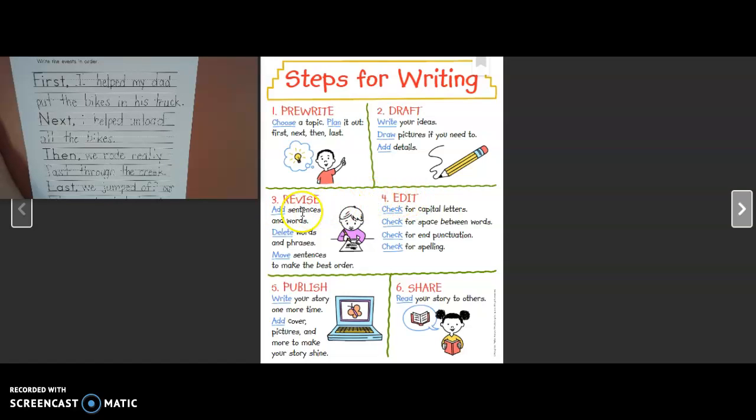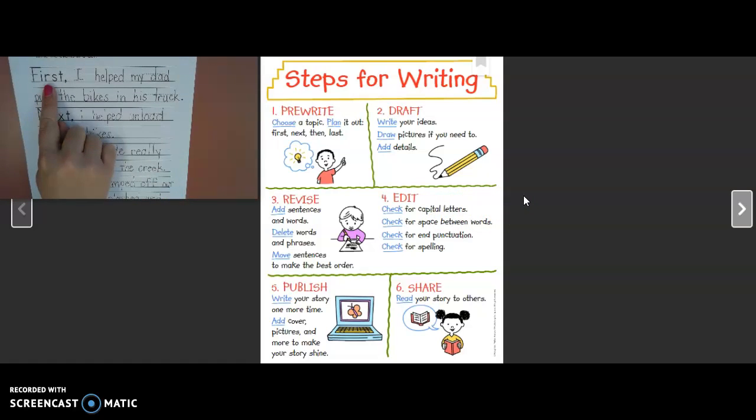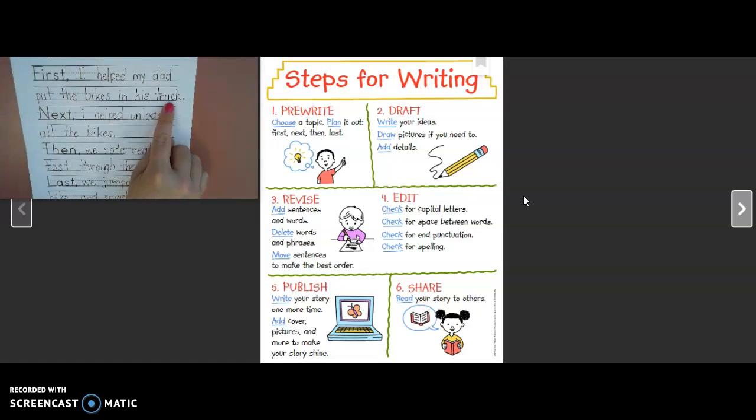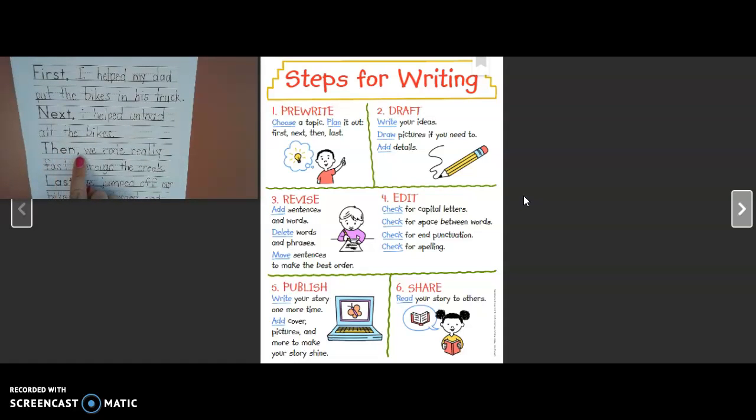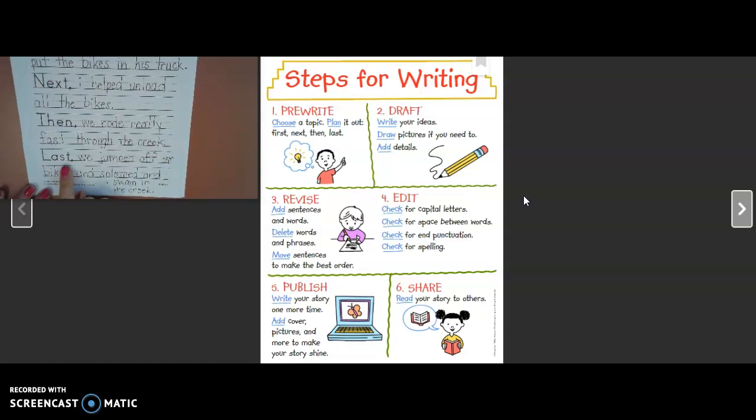Okay, so before we revise and before we edit, I want to read my paper to you so that you can hear my story. Here it goes. First, I helped my dad put the bikes in his truck. Next, I helped unload all the bikes. Then, we rode really fast through the creek. Last, we jumped off our bike and splashed and swam in the creek.